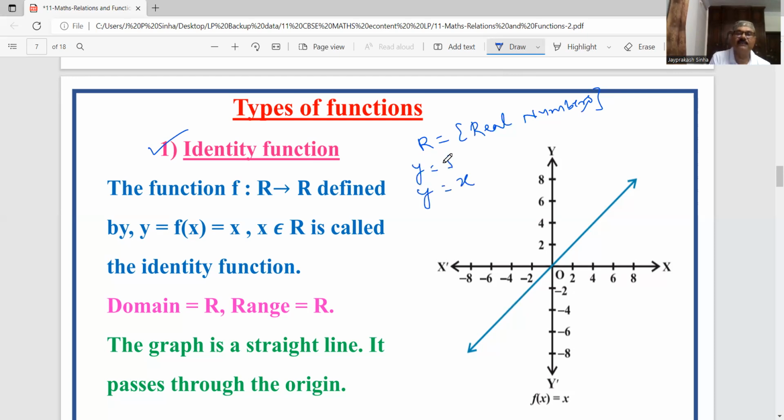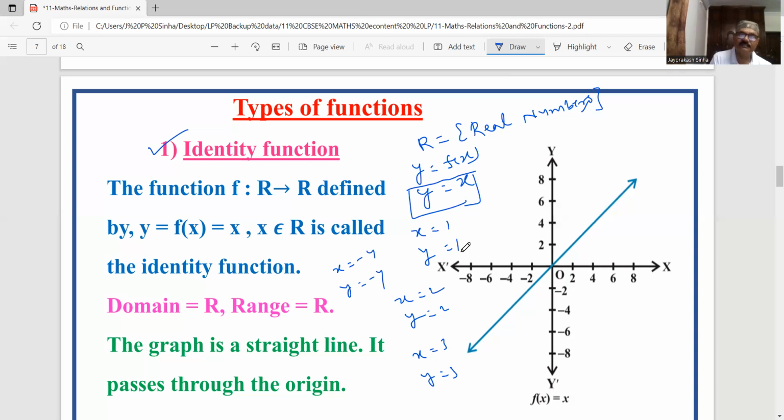We write y is equal to f(x), isn't it? y is a function of x. So here in this case, y is equal to x. It means if x is equal to 1, y is also 1. If x is equal to 2, y is also 2. If x is equal to 3, y is also 3. If x is equal to minus 4, y is also minus 4. Correct? So when we plot these points on a graph, this is your x-axis, this is your y-axis. The y-axis means f of x. So we'll get a line like this. It's a straight line passing through the origin.